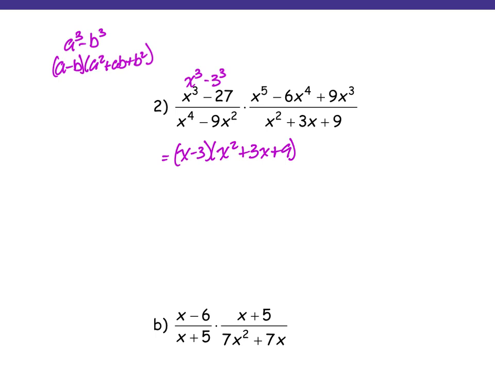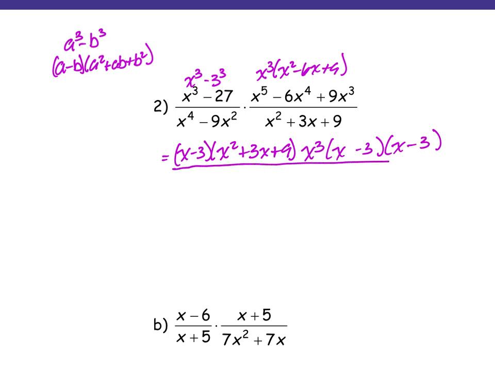And then the second one, let's see, I can factor out an x cubed first. And then I get left with x squared minus 6x plus 9. Okay, great. So x cubed, and then x minus 3 and x minus 3. Okay. Any questions? Are we okay?